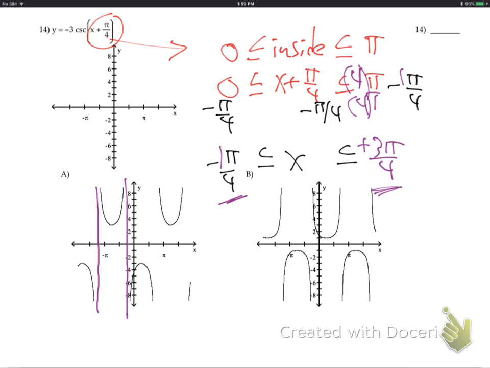The real graph, so I'm kind of running out of room here. I can put it up here. The real graph is supposed to go between negative pi over 4, which should be about right here, and positive 3 pi over 4, which is right here. Everybody see that? How did I come up with that? Well, negative pi over 4 is 1/4 of a pi. This is negative pi. This is half a pi, and half a half is 1/4 of a pi.